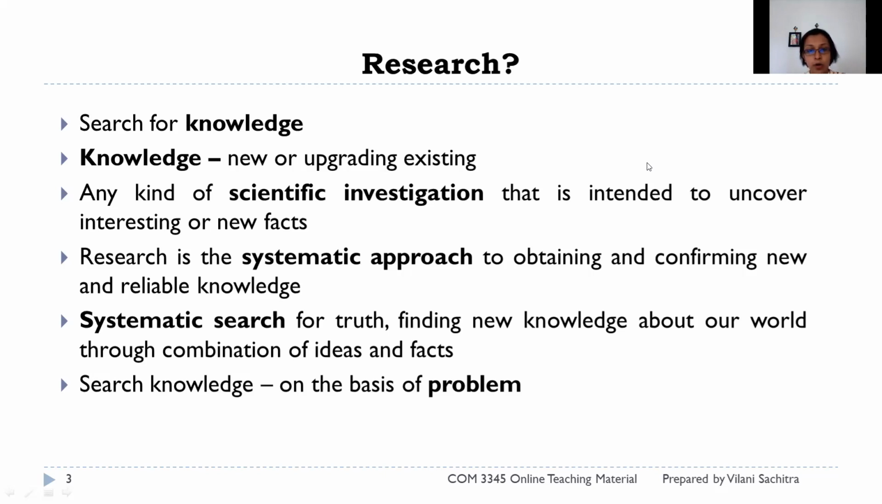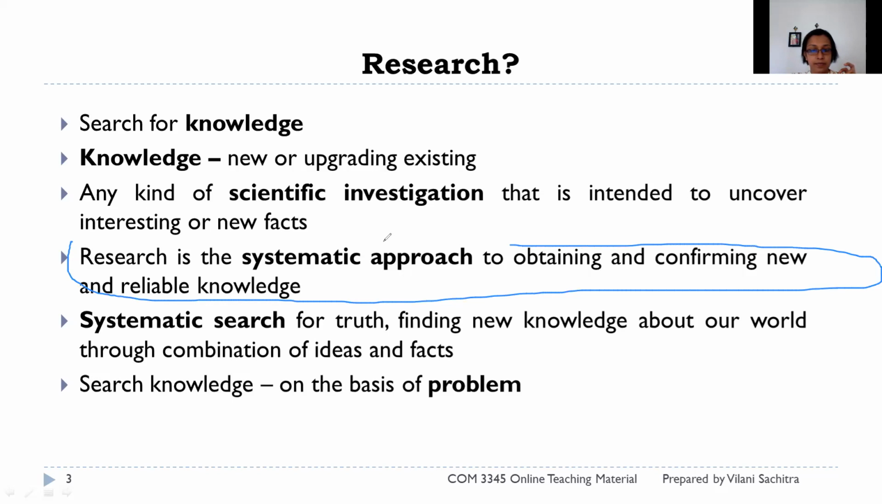Because we have to follow specific steps, right? So that's why we call research a systematic approach to obtaining and confirming new and reliable knowledge. That's the definition of research. Okay, so this is a definition of research, right? So research is this, right? A systematic approach to updating or confirming new and reliable knowledge.